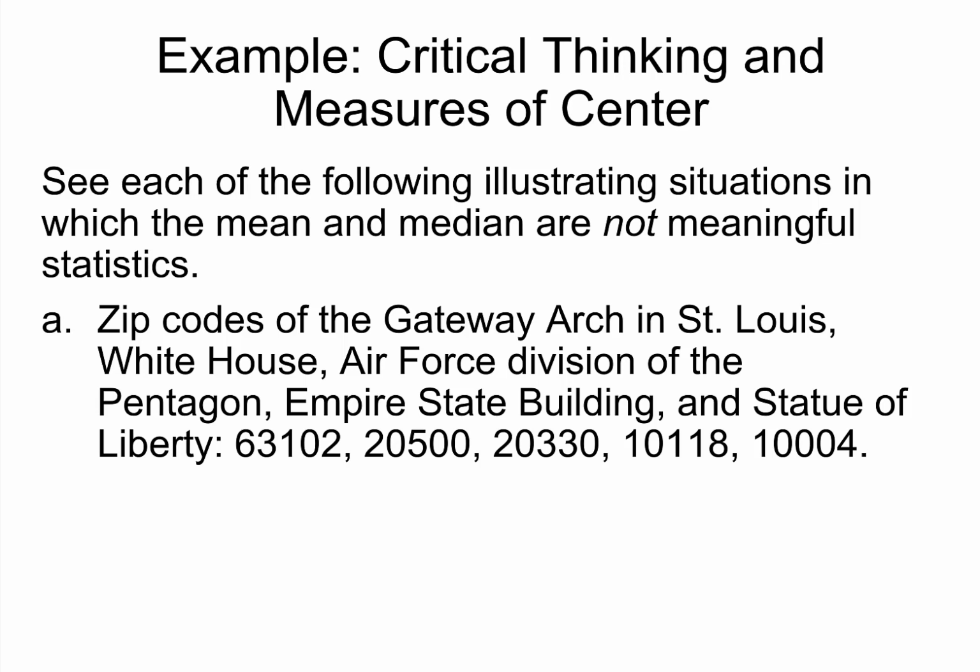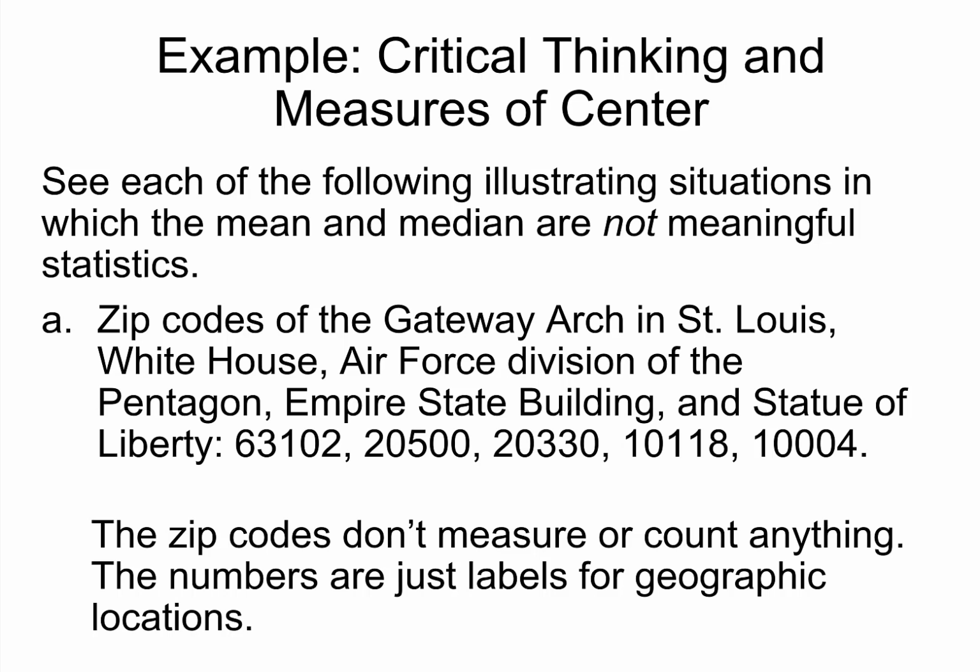So we have zip codes of the Gateway Arch in St. Louis, White House, Air Force Division of the Pentagon, and so forth. So we have 1, 2, 3, 4, 5 numbers there. And these numbers don't measure anything. These are just labels for geographic locations, so we wouldn't take the mean of those.